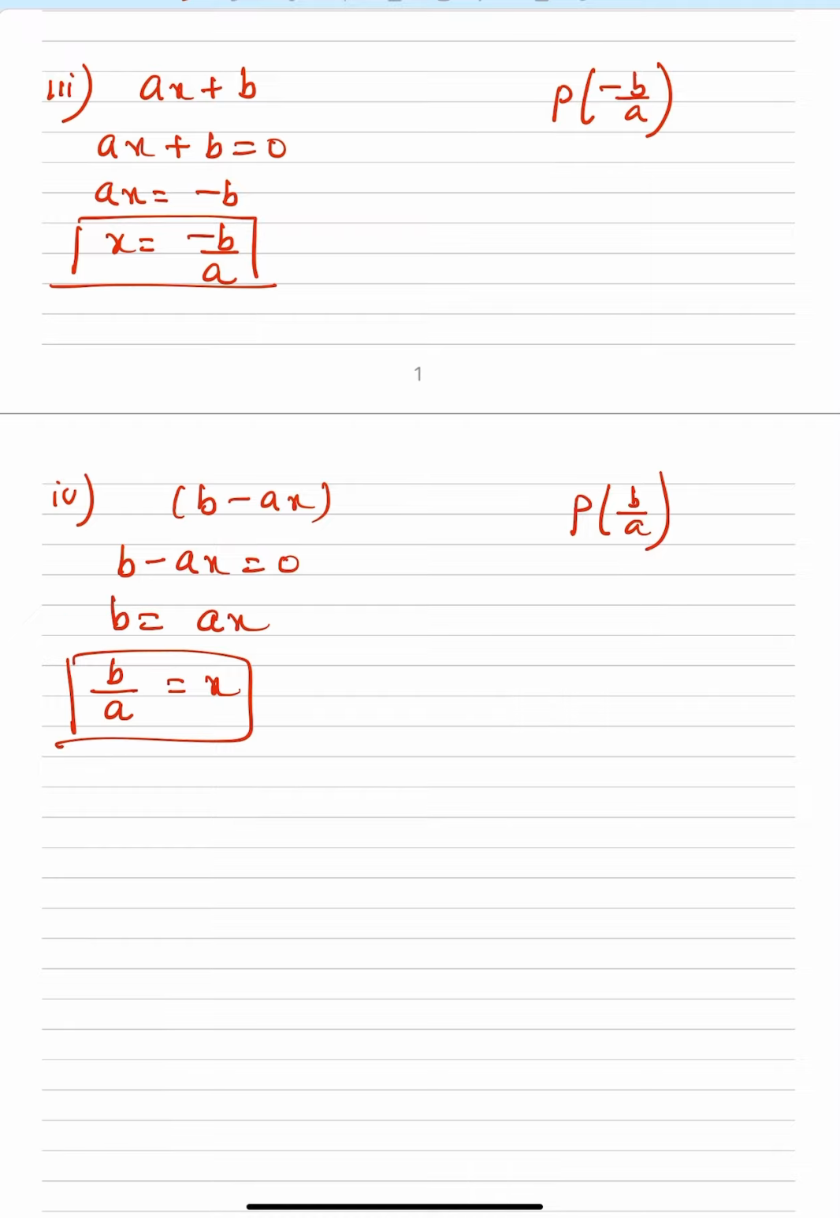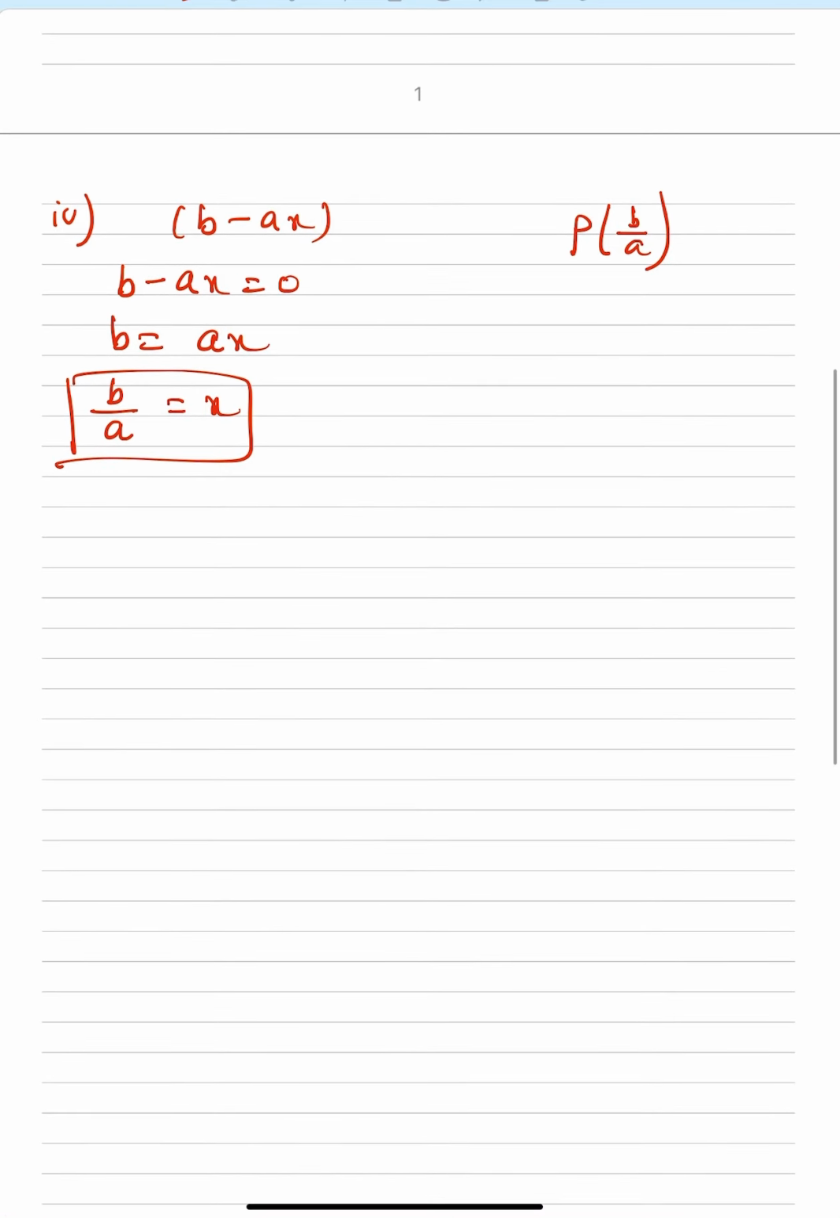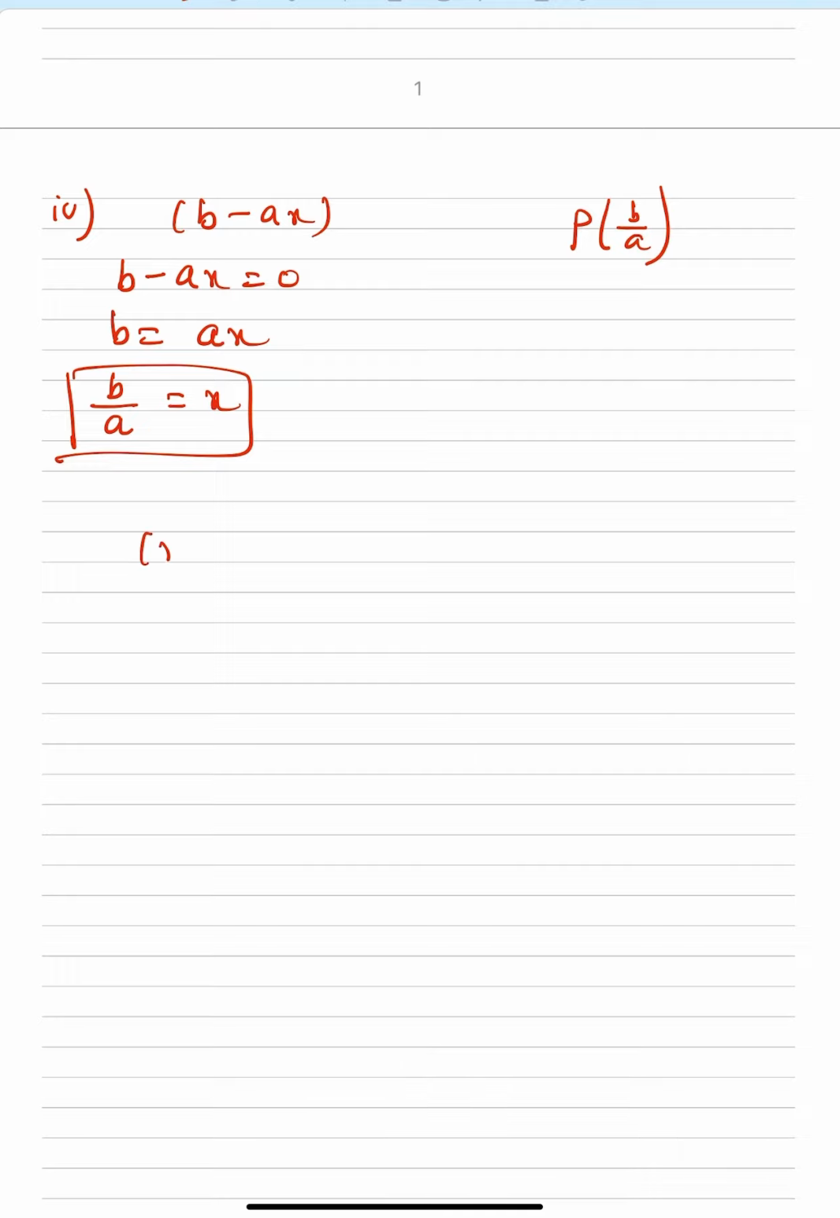Now, first condition, if I say x minus 2 is there, if the polynomial is divided by x minus 2, then I will take x minus 2 is equal to 0, x is equal to 2.